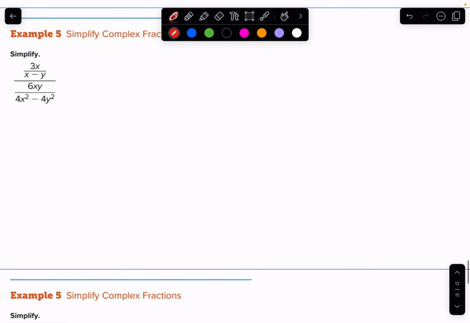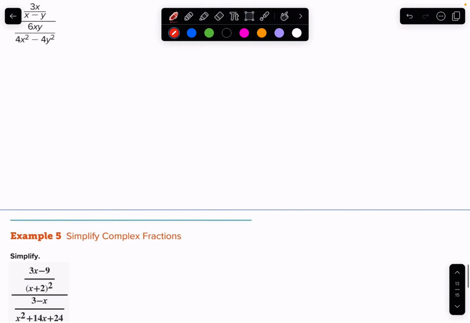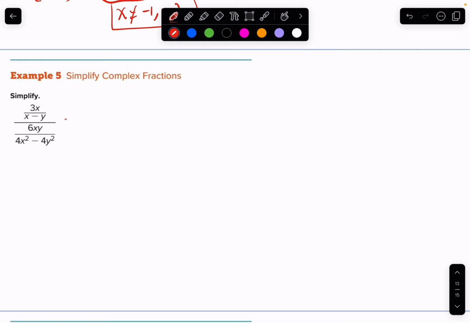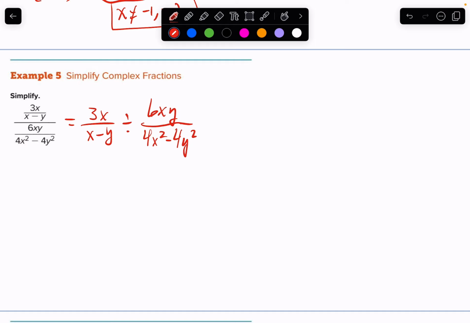Okay. And then they go into complex fractions. All that this means is 3x over x minus y divided by 6xy over 4x squared minus 4y squared. That's all that complex fraction thing means. And we know what to do. We don't divide. We stay, we change, and we flip it over. As we flip it over, I'm going to factor.